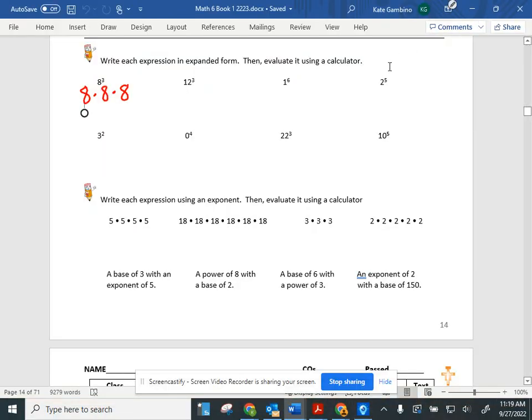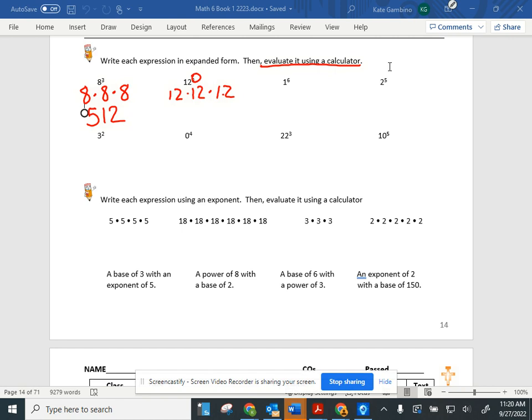So I'm going to write our answer because it says then evaluate it using a calculator. So you're not just putting it in expanded form. We're writing what the answer is. Do the math. So now let's look at our next one, 12 to the 3rd power. What's that going to look like? Ziki. 12 times 12 times 12. That 3rd power tells me I'm multiplying that 12 3 times. 12 times 12 times 12.